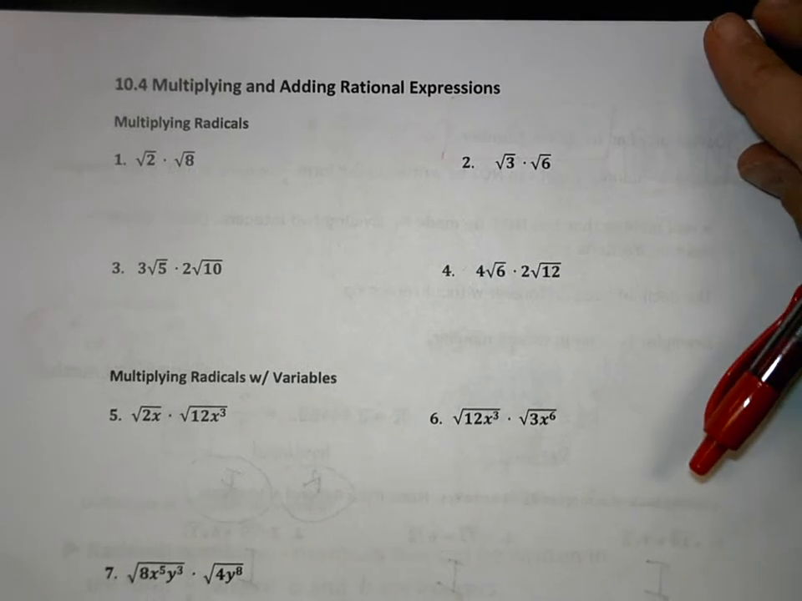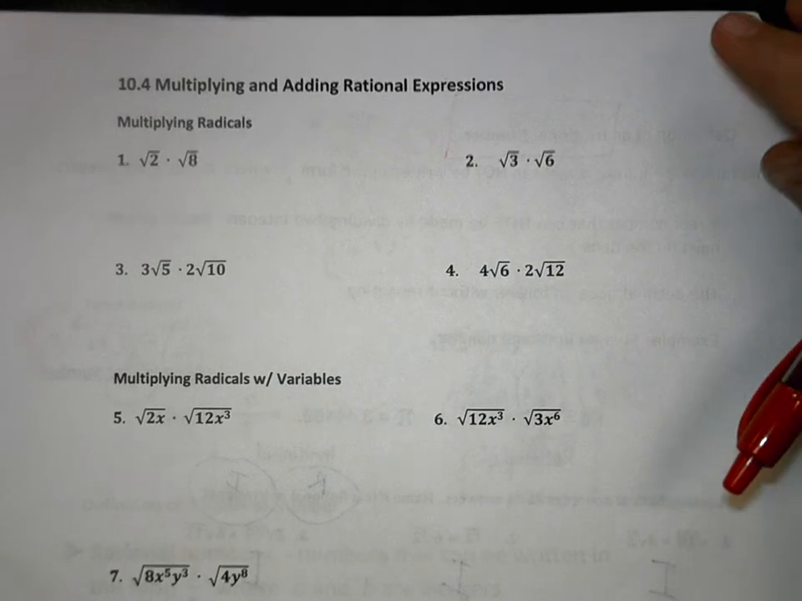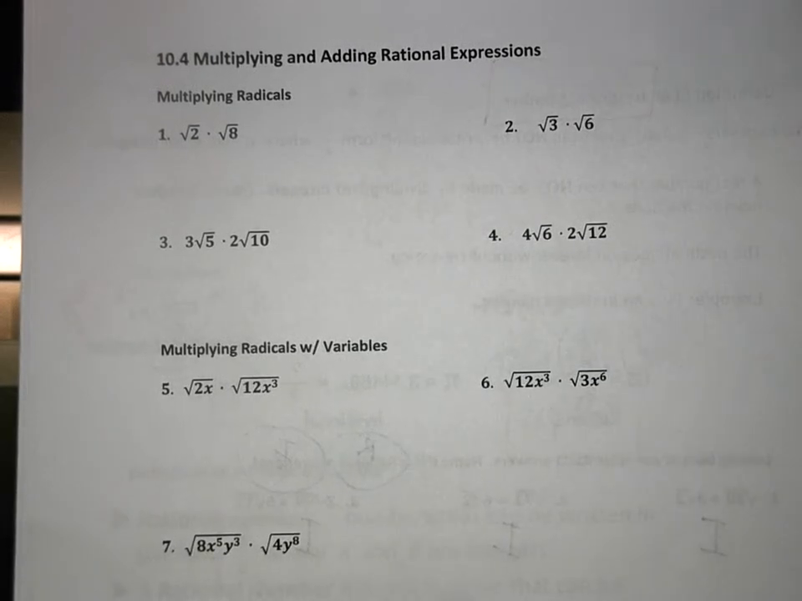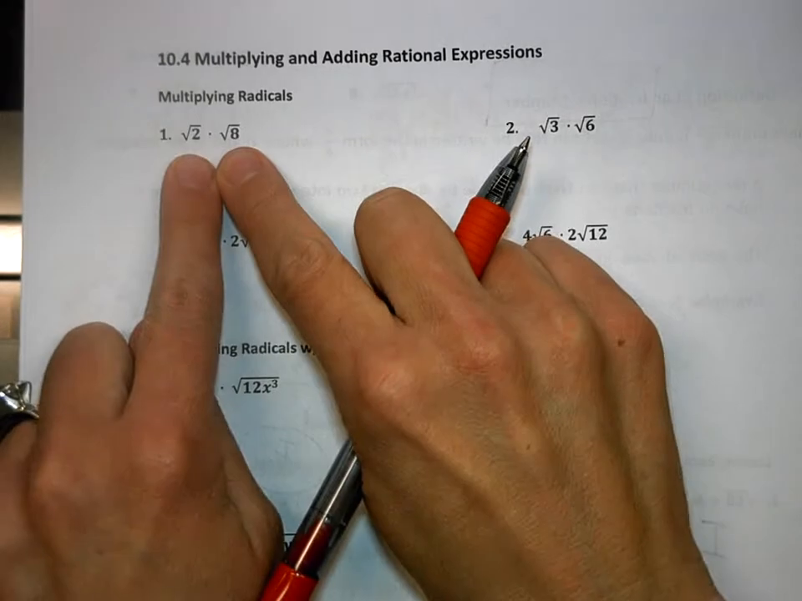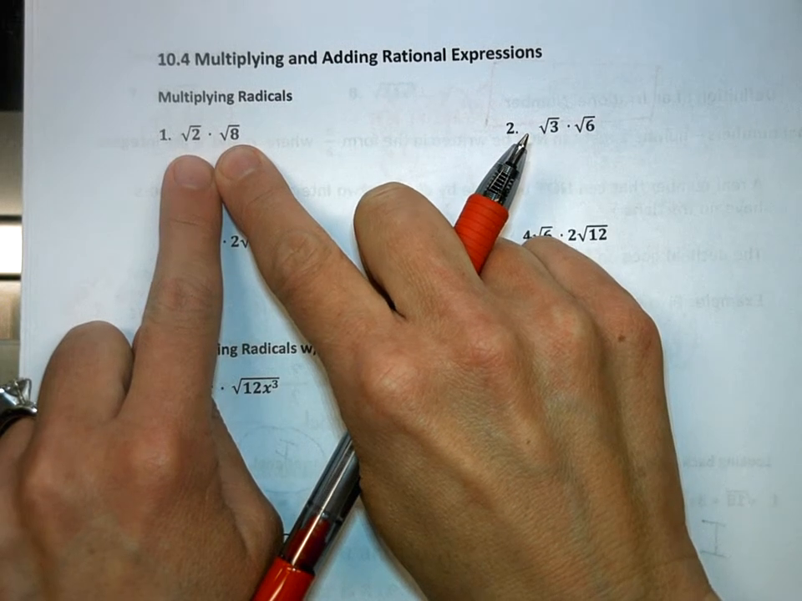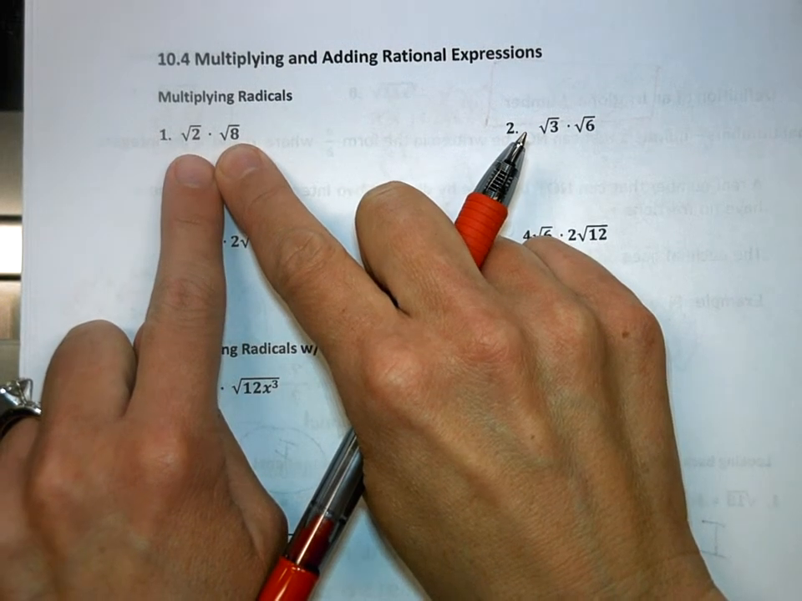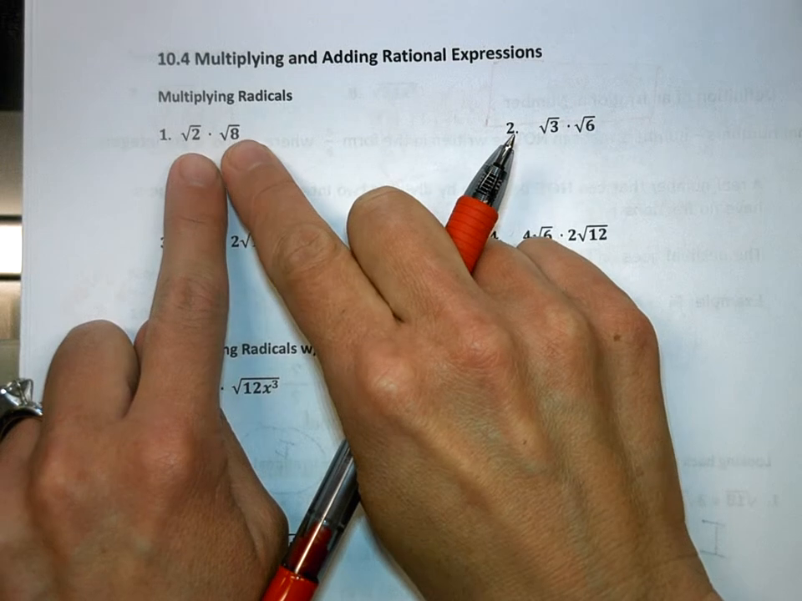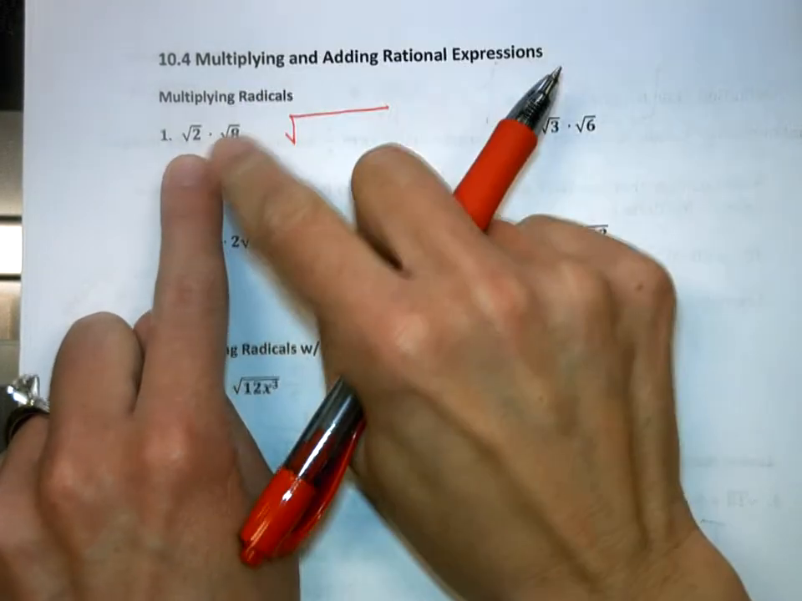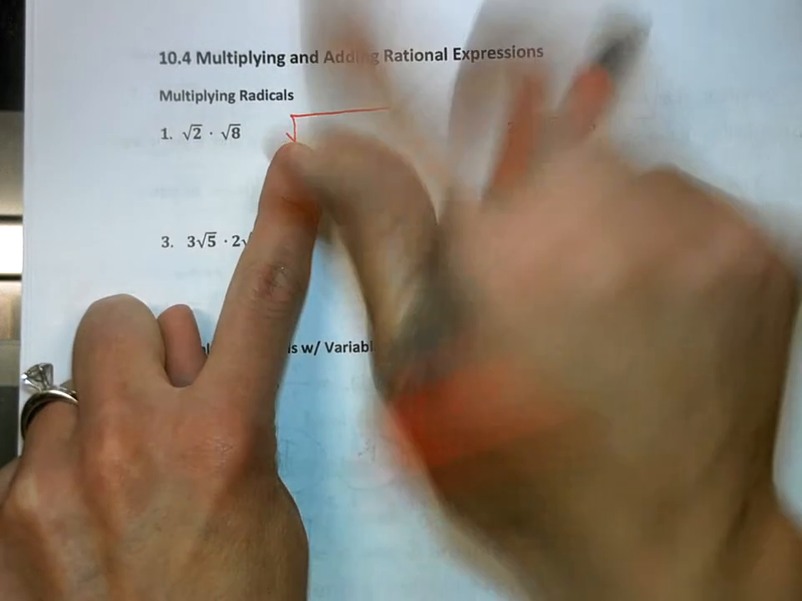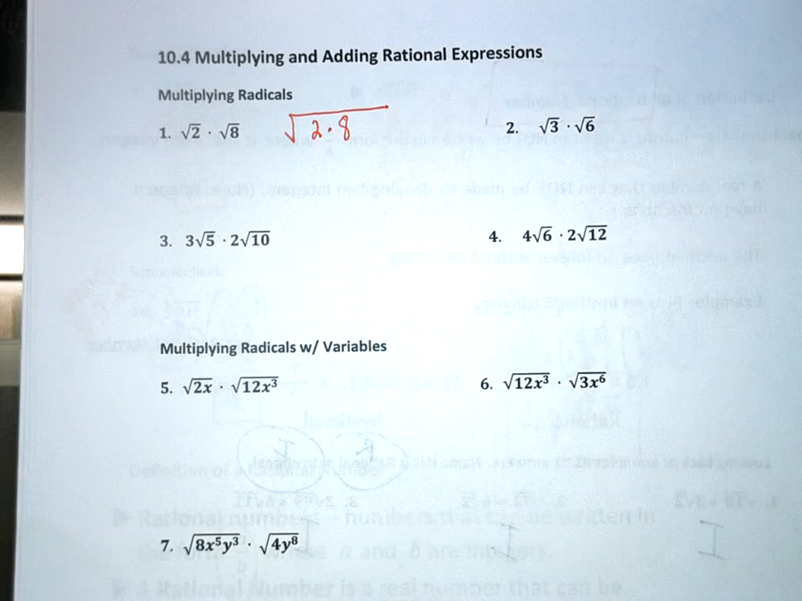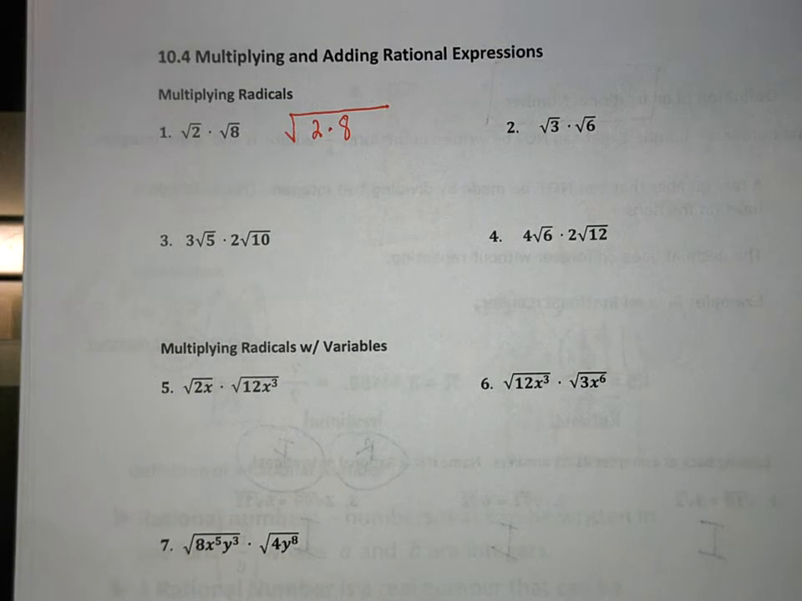Math 2, 10.4. Today we're going to talk about multiplying and adding rational expressions. Okay, when you are multiplying radicals, do you see how both of these numbers are under the radical? While you can multiply them together, and sometimes multiplying them together is better, you don't have to multiply them together. What I mean is that I'm going to take a root, and anything that's under the root gets multiplied under the root together. But I oftentimes will just write this as 2 times 8, because I'm going to end up doing the factor tree, breaking it down anyways.